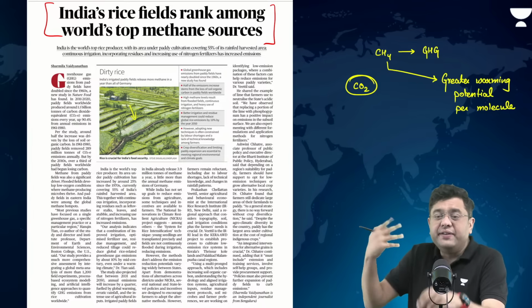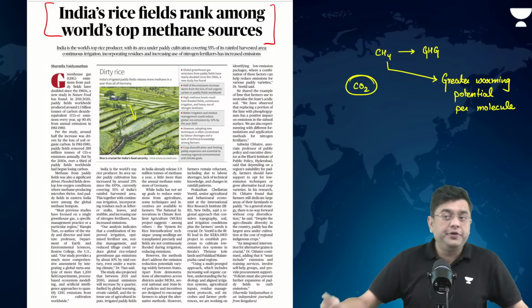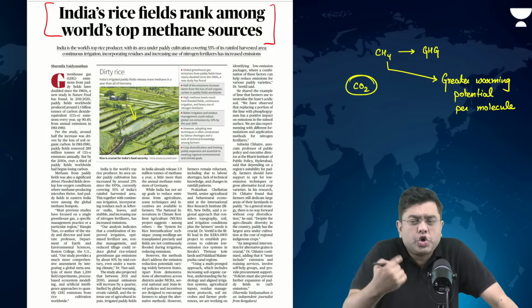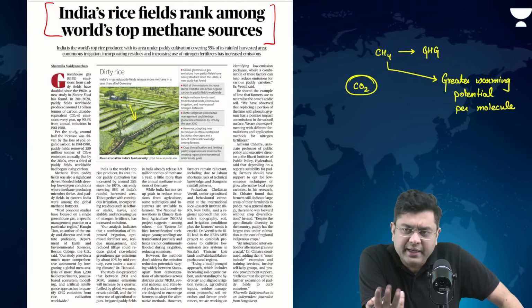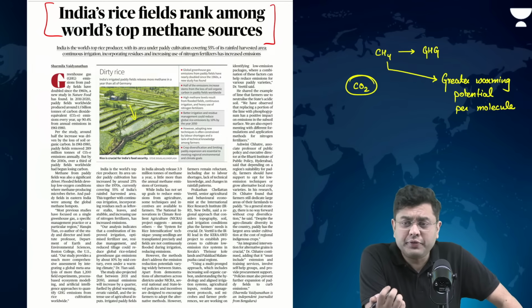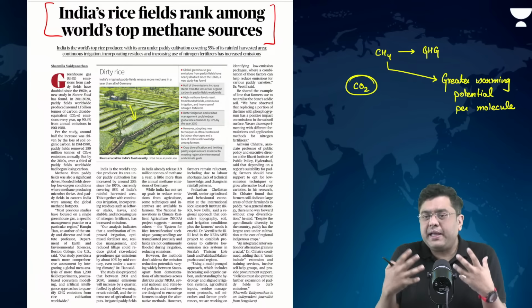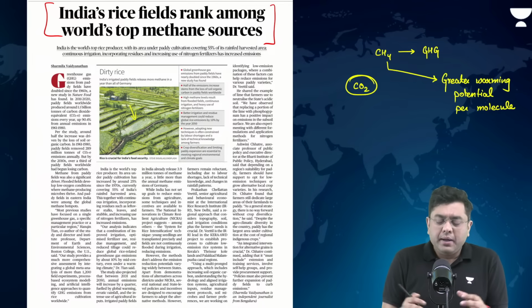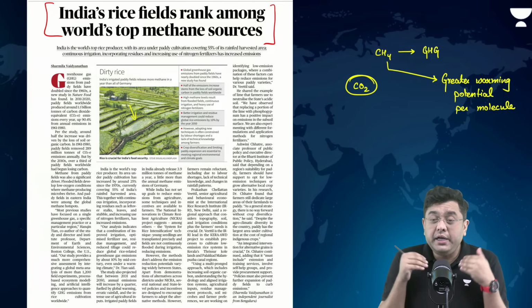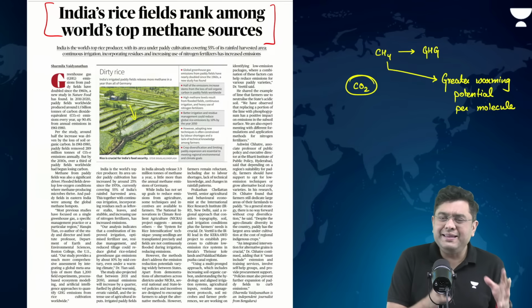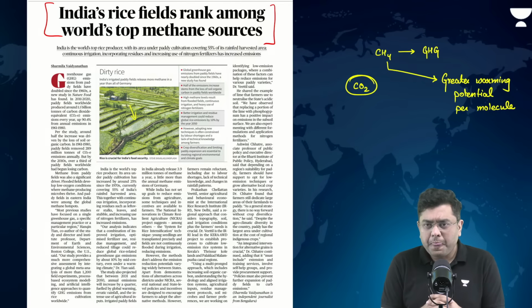But then we don't consider it to the scale of CO2 because it has got a shorter life cycle. It dissociates and breaks down in the atmosphere itself. That is why it is not considered to be that big an agenda. However, methane has been one of the leading causes of global warming in the past few decades.